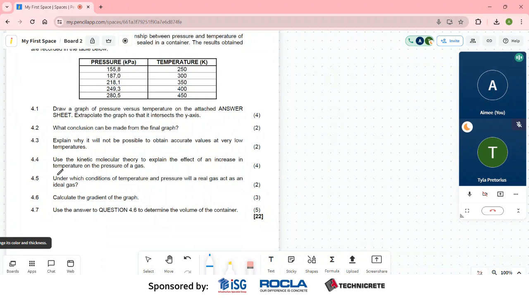They want to know, what do I have to make the conditions in real life so that a real gas will act as my ideal hypothetical gas? And the answer to 4.5 is, in order for a real gas to act as an ideal gas, you need high temperatures and low pressures.